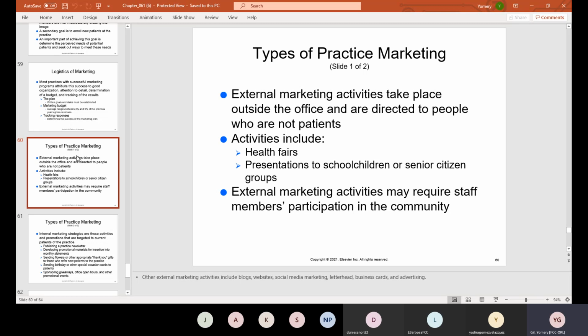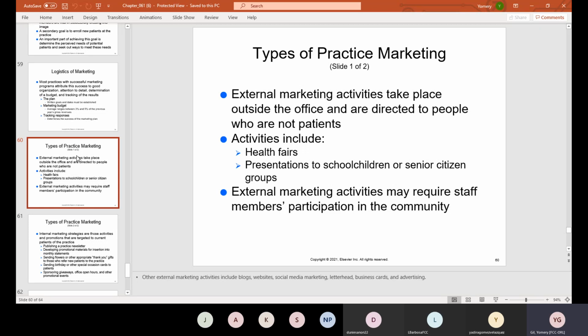Types of practice marketing. External marketing activities take place outside the office and are directed to people who are not patients. And this is when you get the flyers in the mail that say we're brand new, opening, or new management, etc. And it'll have a flyer of a new business, a new dental office that just opened. They're trying to, it says like free x-rays and exam, etc.